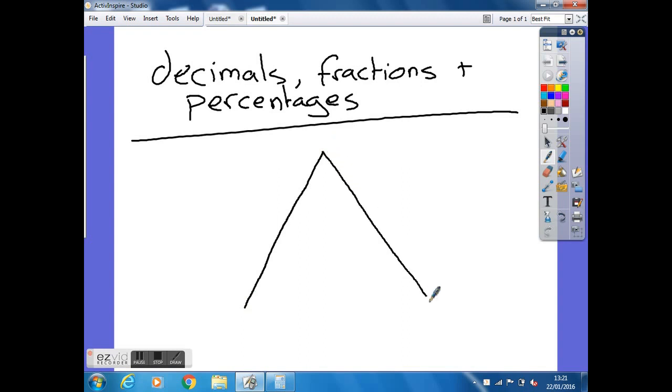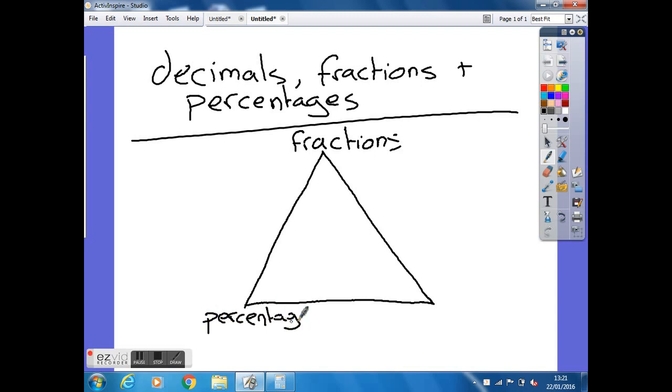We use what we call the conversion triangle. Now, obviously we start with a very basic triangle, and we write fractions at the top. We have percentage down at the bottom left. And we have decimals down at the bottom right.